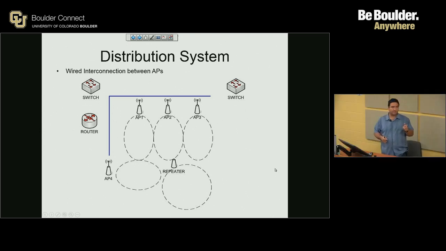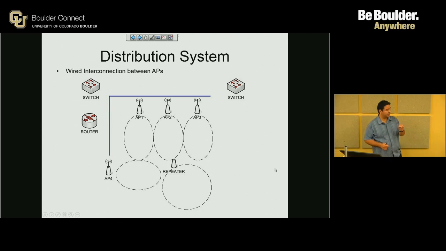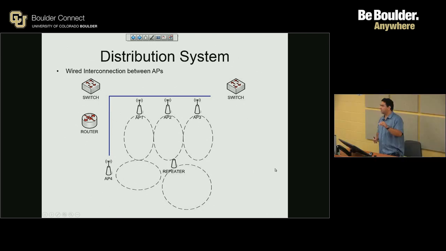Another subtle difference about AC is that AC starts to behave more as a switch. A, B, G are typically more like a hub. Everybody listens. Everybody can sniff your data because everybody's using the same frequency. Once you go into N, you have MIMO, and you have multiple antennas. So potentially, one antenna can be talking to customer one, and another antenna can be talking to customer two.